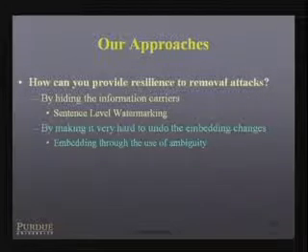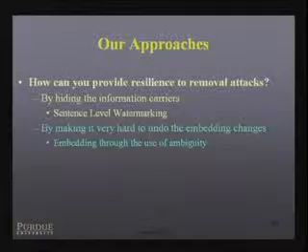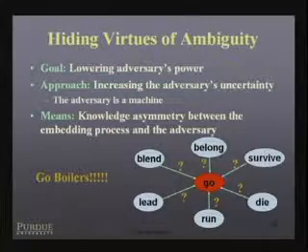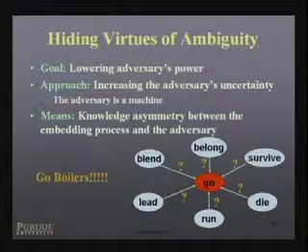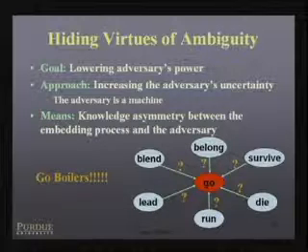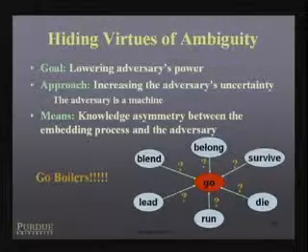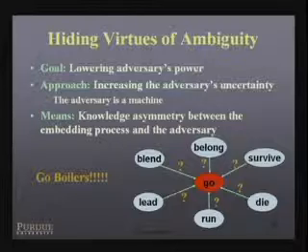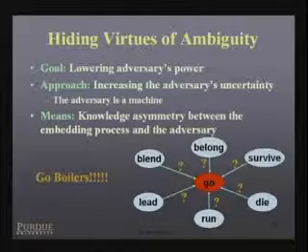Let's move on to the other systems that we have developed. Here, our aim is to make it hard to undo the embedding changes. We have used the hiding virtues of ambiguity. When you speak ambiguously, people can get different meanings from what you have said. So we wanted to lower the adversary's power, and we thought that if we increase the adversary's uncertainty about the original text, we can achieve this. Please keep in mind that we assume that the adversary is a machine, not a human reading the text, because at that point our systems assume that the adversary has spent the time to rewrite the text.